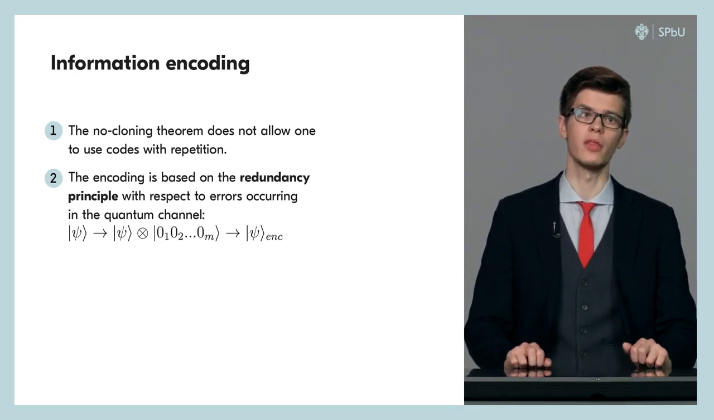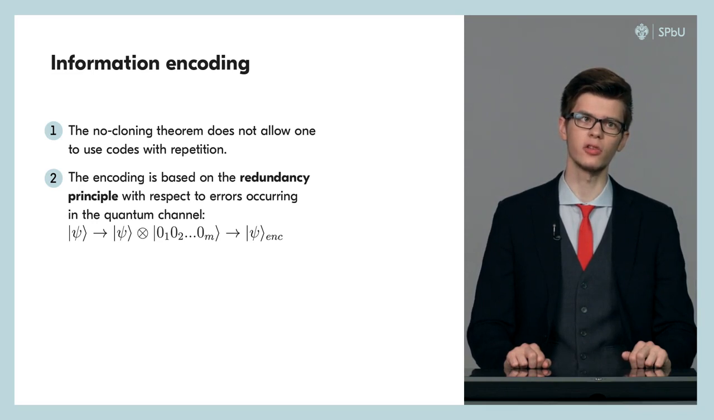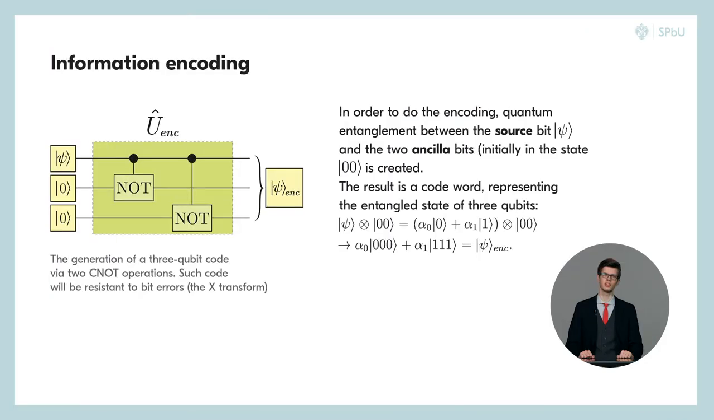As it was before, the encoding procedure has the following form. At first, a set of auxiliary bits in the states 0 are added to the initial qubit in the state psi. Then a certain encoding unitary transform on the whole system is performed. The psi qubit turns into the qubit psi enc. The scheme of such an encoding for the 3-bit code is depicted on the slide. Only the bit flip errors, which swap 0 and 1 states, are considered. We will discuss this scheme in the next lesson.